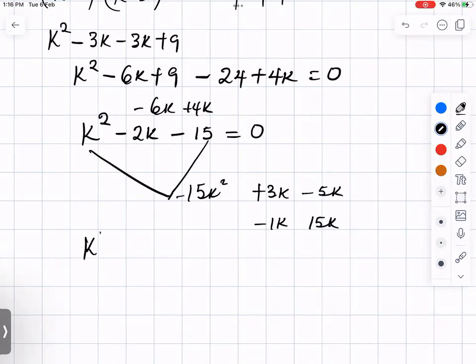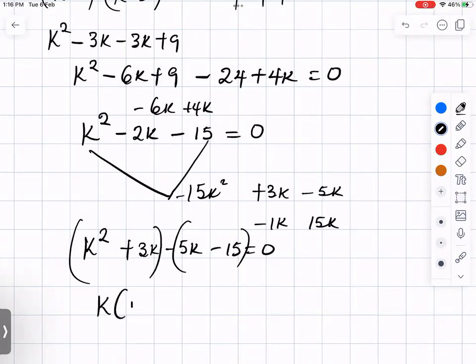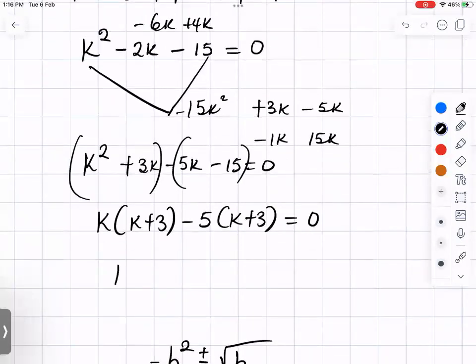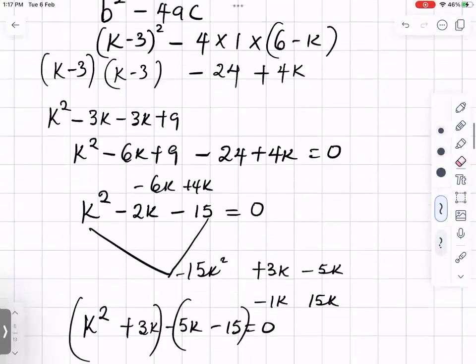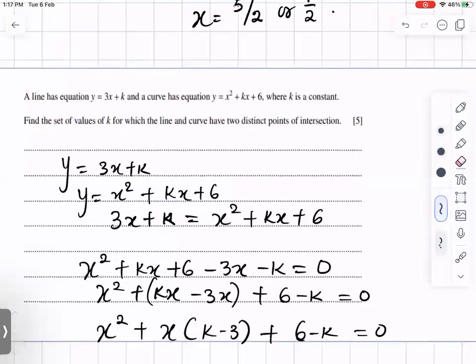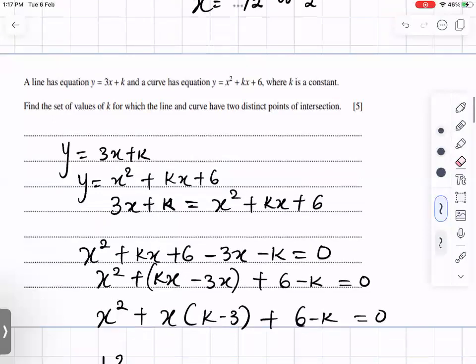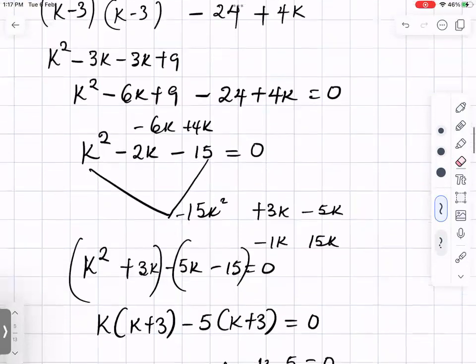So I will have k squared plus 3k minus 5k minus 15 equals 0. Factorizing this gives (k plus 3)(k minus 5) equals 0. So what do we have? I have k plus 3 equals 0, k is equal to minus 3, or k minus 5 equals 0, k is equal to positive 5. So these are the values for k in the given equation above. We were asked to find the set of values for k that has two distinct points of intersection. So this is how you go about it, solving this equation.